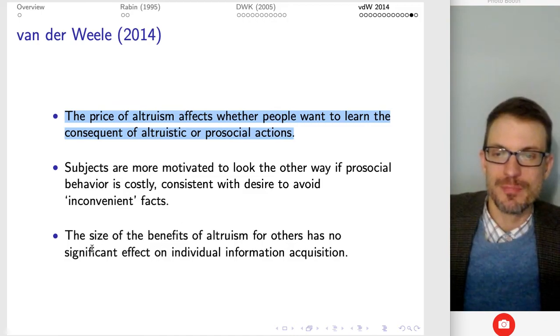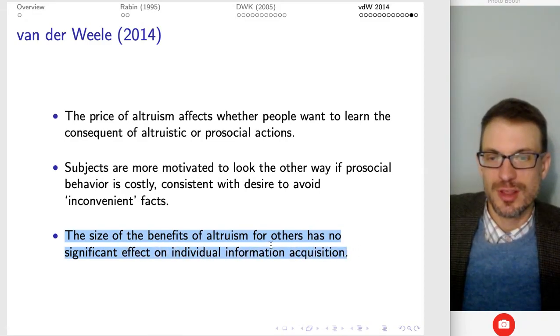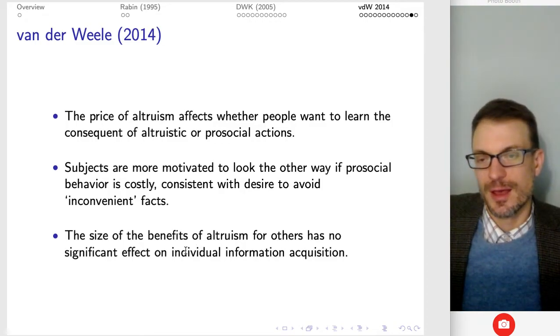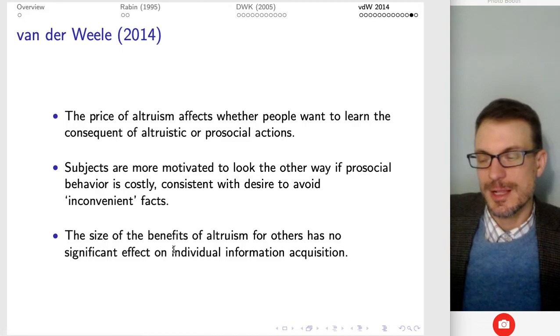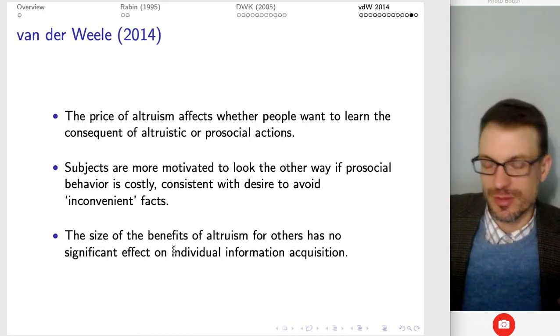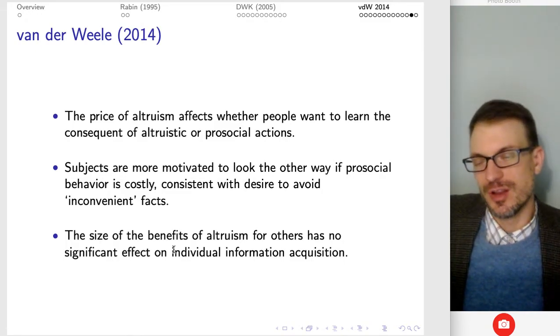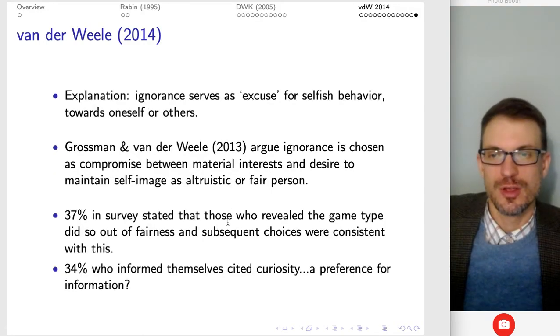And then we see the size of benefits of altruism for others has no significant effect on the information acquisition. The benefits of altruism to the other people didn't seem to have a really big effect on whether you consumed information about what was going to happen to the recipient. So what could happen to the recipient didn't necessarily have a huge impact on whether the dictator learned or not.